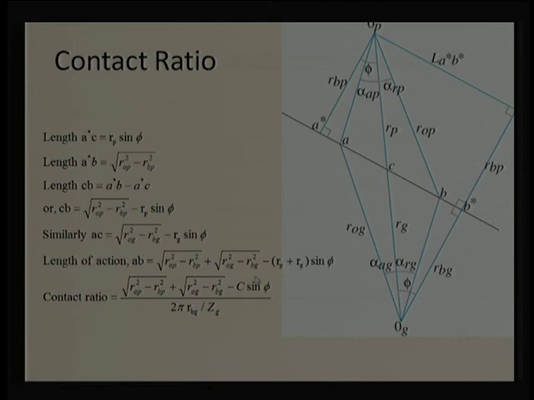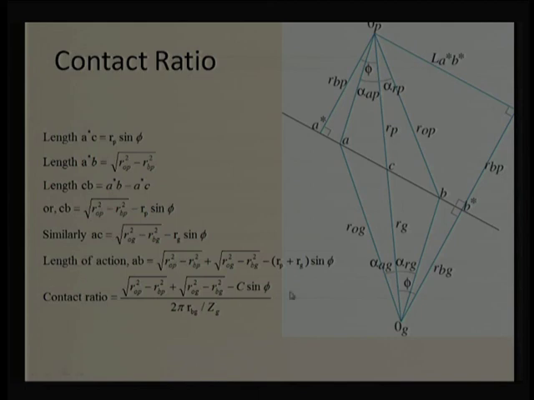Once we know these values, we can figure out what will be the contact ratio. If the contact ratio is 1, naturally we know that the friction losses will be tremendous, but if the contact ratio is lesser, the friction losses will come down because Wn will come down or will be reduced.